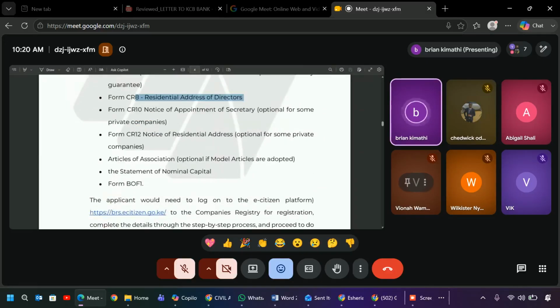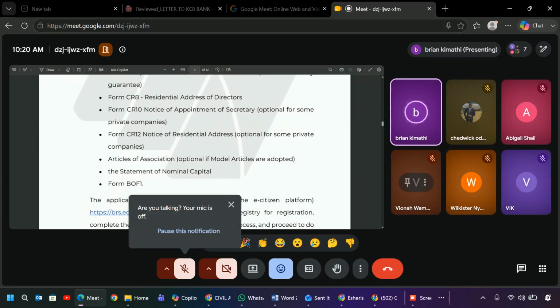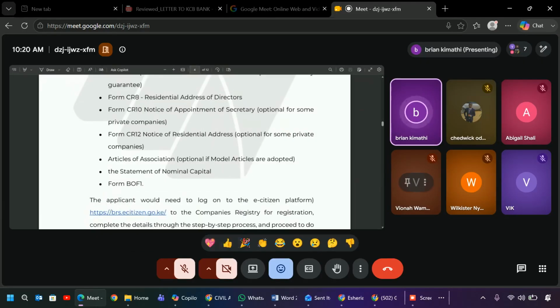CR10, if you are appointing a secretary, it is optional for some private companies. Which companies are these? It is mandatory for a company to have a company secretary if your nominal share capital exceeds 5 million Kenya shillings.